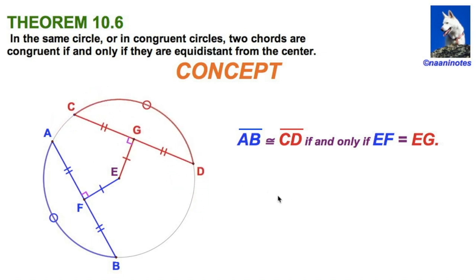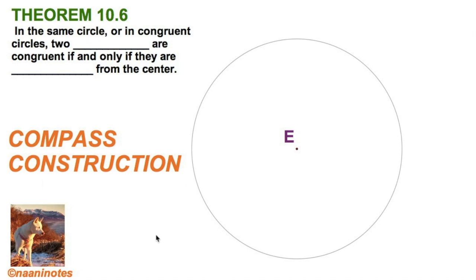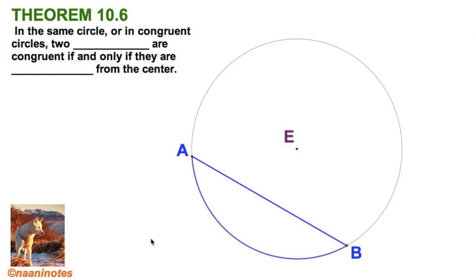But there's no better way to get to the truth than your compass construction. So pull out that compass and let's go to it. We're going to start here. I believe I gave you a segment AB. I'm going to need this room. And I've got the associated arc AB down there.